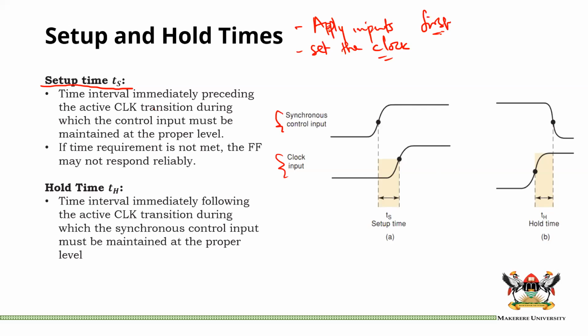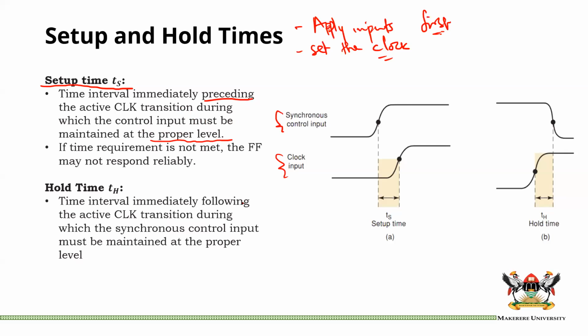So you can see then that the setup time in this case is the time interval immediately preceding the active clock transition. Preceding is previous. The time interval immediately preceding the active clock transition, during which the control input must be maintained at the proper level. That means you set it to 1 or 0, depending on whatever, and then you give it a bit of time for it to stabilize in its new state. If you do not meet this requirement, the flip-flop may not respond reliably, because the state may still be unstable, and so it may be up and down, you don't know.